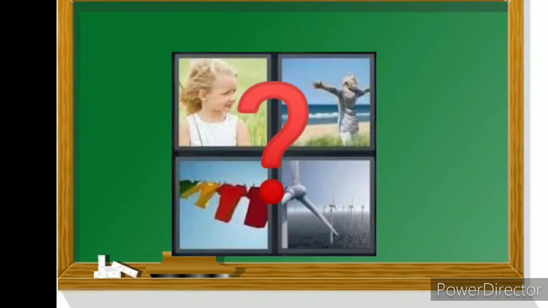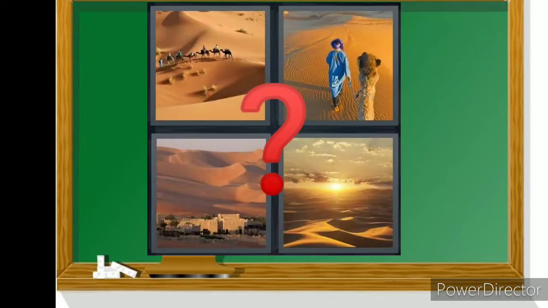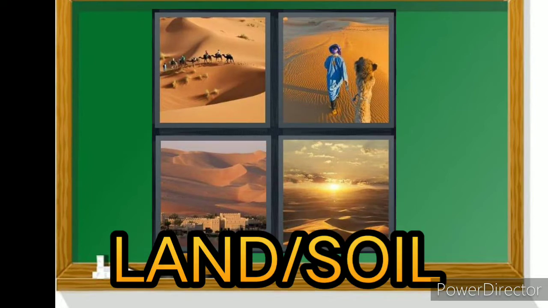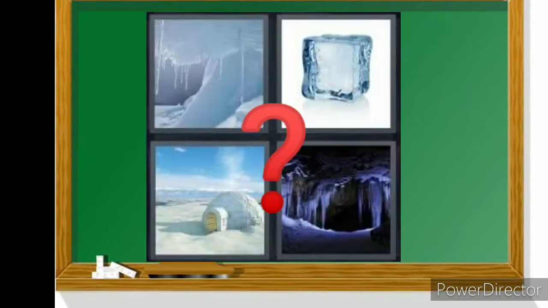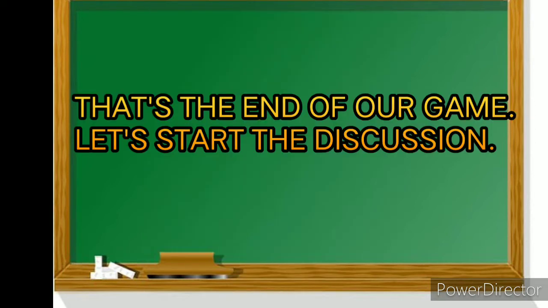The next picture, so guess what is the next picture all about? That's right. The second picture is wind. Who can guess what the third picture is all about? That's right. The third picture is land or soil. And last, who can guess what the last picture is all about? Correct. The last picture is ice. So that's our game.